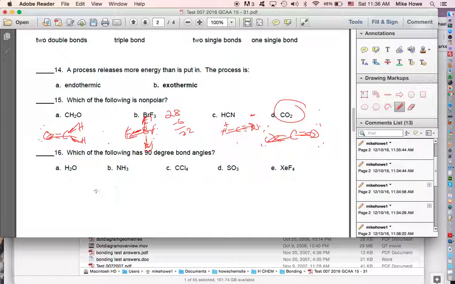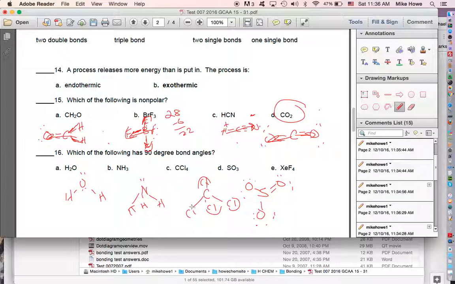All right, over here, which has 90-degree bond angles, you got to draw them again. So you got an H2O, looks like this. Since these unshared electrons are there, it's going to make them 109.5, actually a little closer than that, 104. Ammonia, if you look at your chart, it will be 107. Carbon tetrachloride, tetrahedral, be 109.5. SO3 looks like this. I didn't put the 6 electrons on all of these, but they're there.